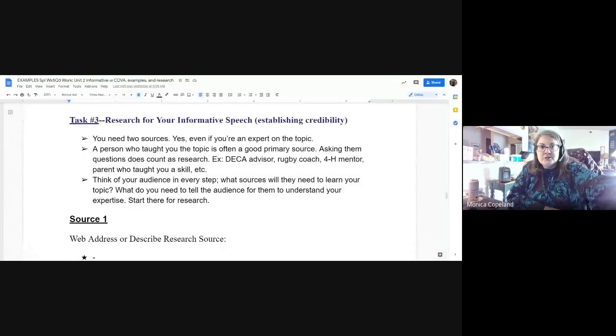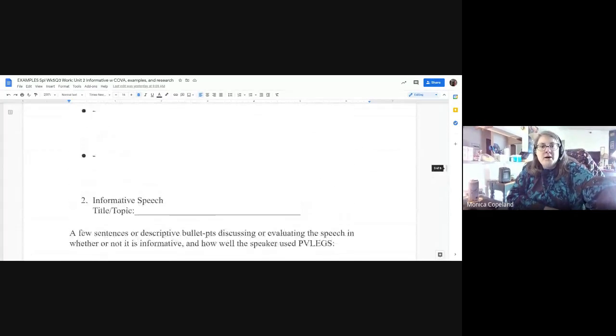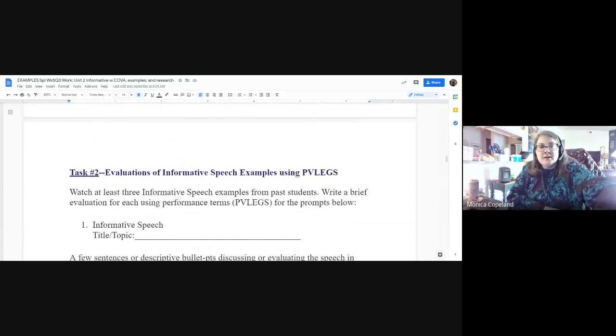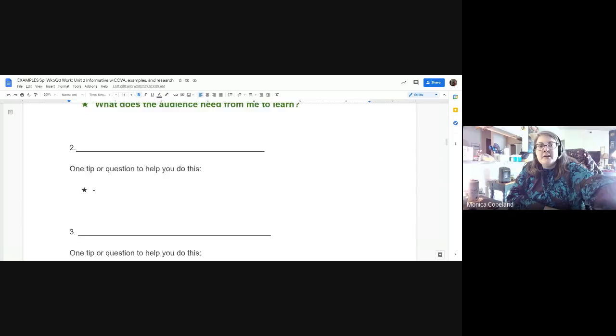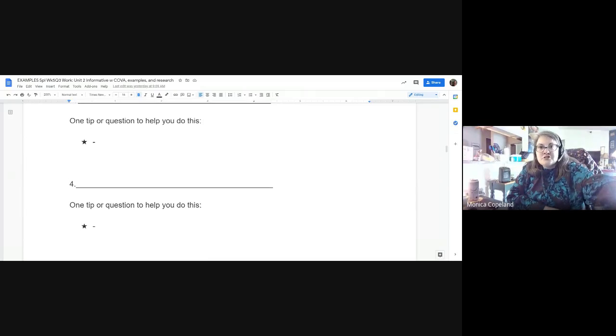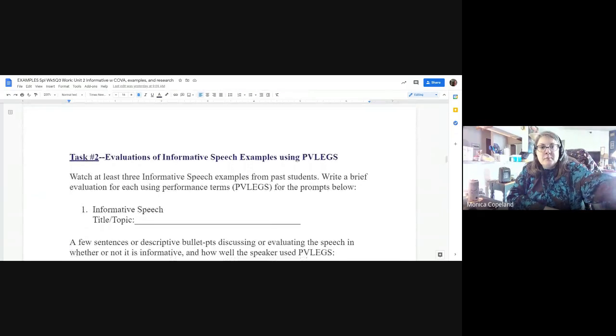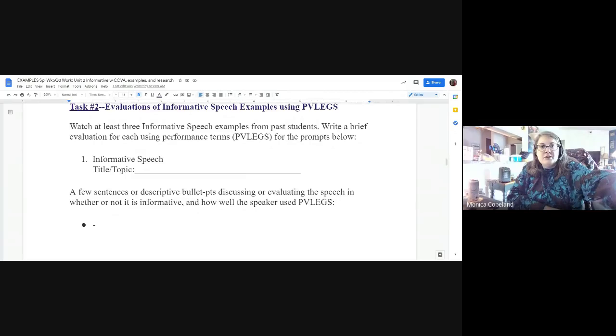So that is the first part. That's task 1. So I'm going to pause here so you can write your prompts for task 1. So you should have COVA and then a tip or a question for each. So I'm going to pause so you can get that. And then we're going to talk about examples.